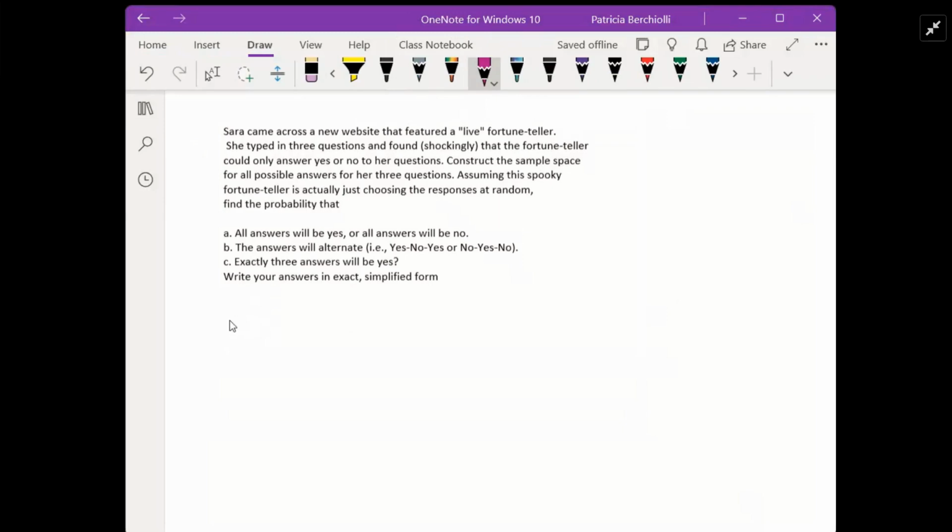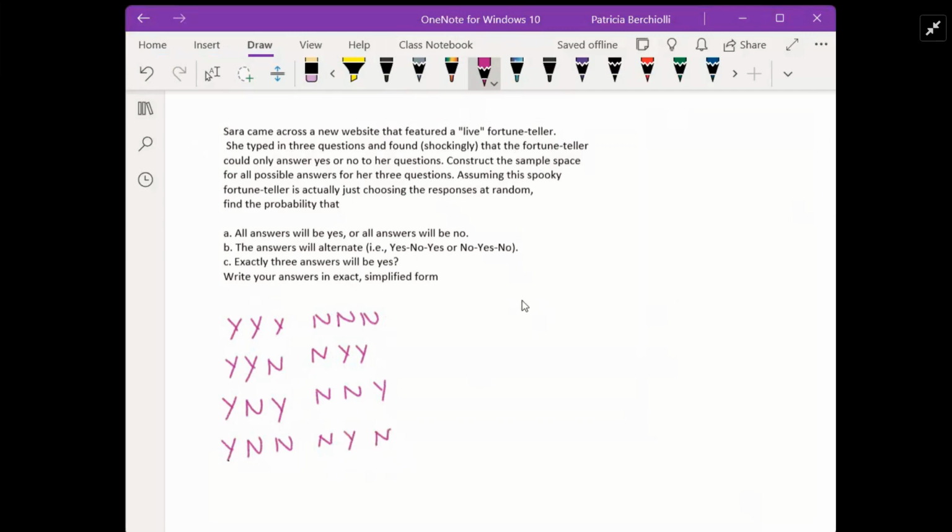So it is possible to answer all yeses. Another possibility is 2 yeses and a no, or a yes, a no, and another yes, or we could do yes and 2 nos, right? Another possibility is all no's, right? And we could have a no and 2 yeses. We could have a no, and then a yes. And we could also have a no, a yes, and a no.